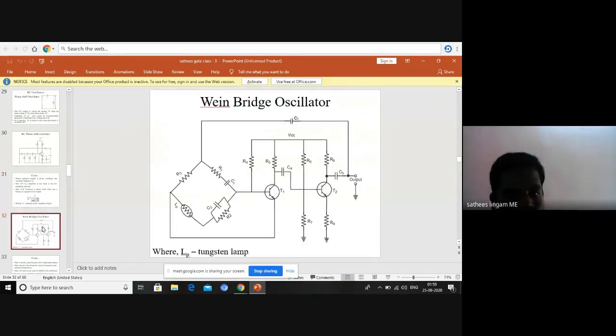Another one: RC oscillators are also classified into two types. One is the RC phase shift, another one is the Wien bridge oscillator. So this is the Wien bridge oscillator. This is the common structure. Here you can notice that one bridge is there, like the bridge rectifier. How are we connecting? This is the manner in which we connect a bridge rectifier.